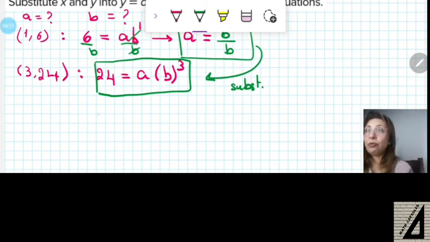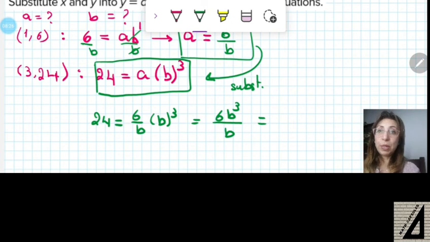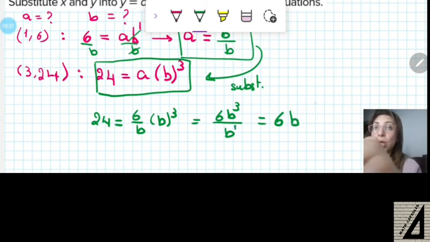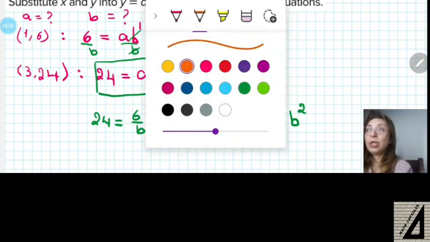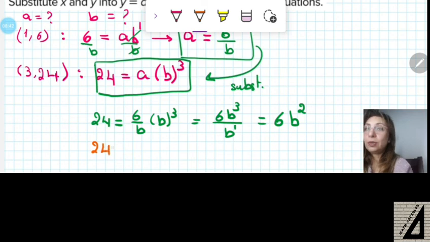So it will be 24 equals a, which is 6 over b, times b power 3. This is 6b cubed over b. We know if we have the same b's and we are dividing, we will subtract the exponents. So it would be 6b power 3 minus 1, which is 2. Okay, so this means that we have here 24 equals 6b squared.